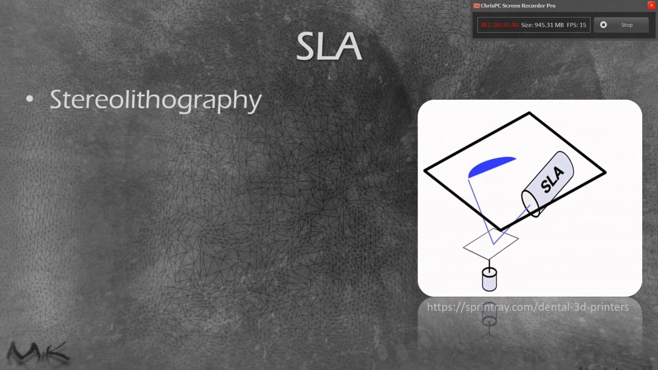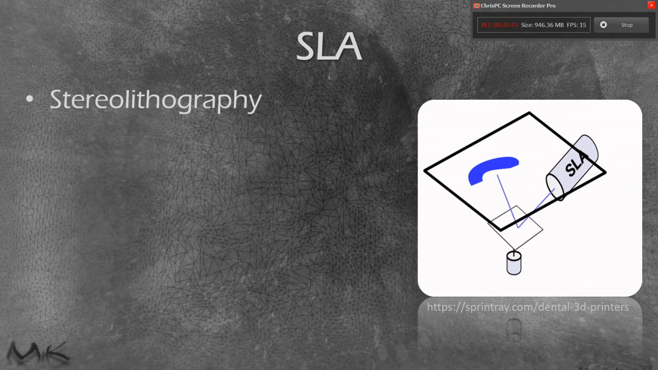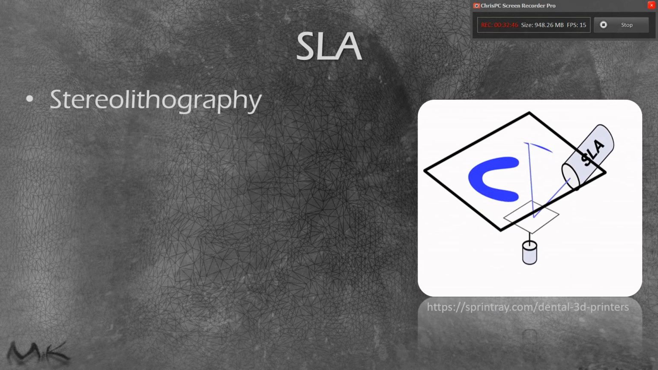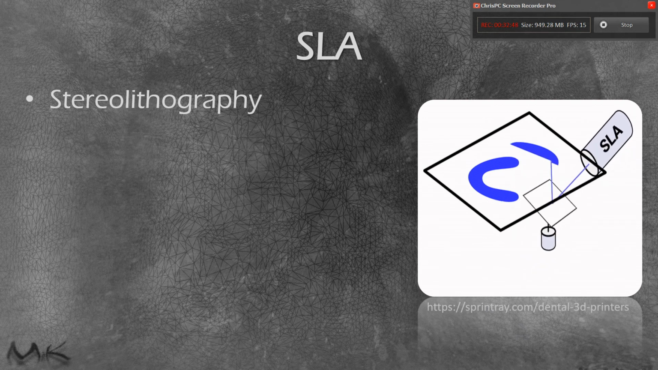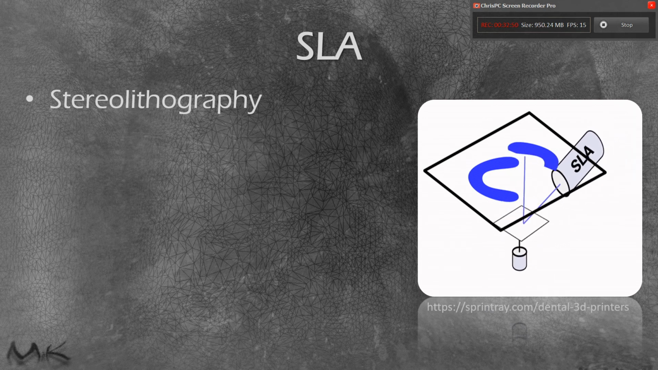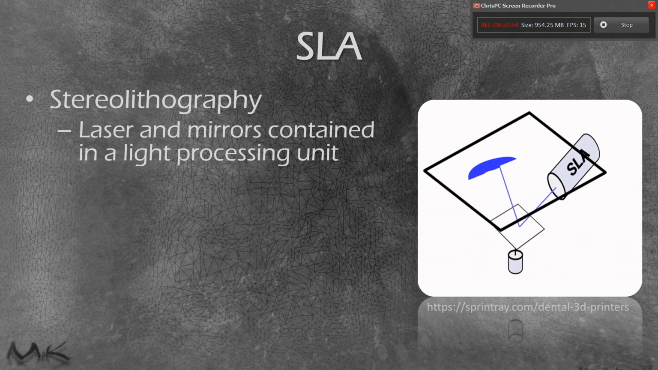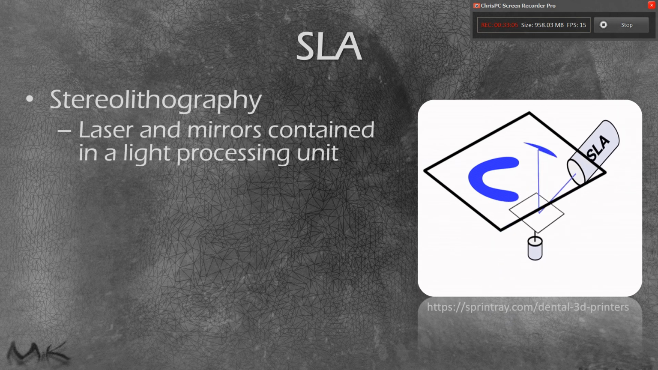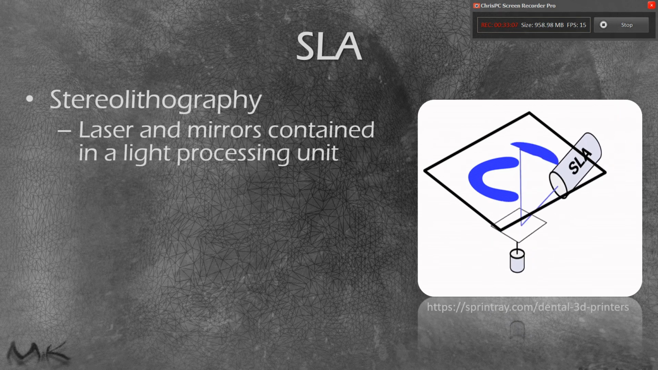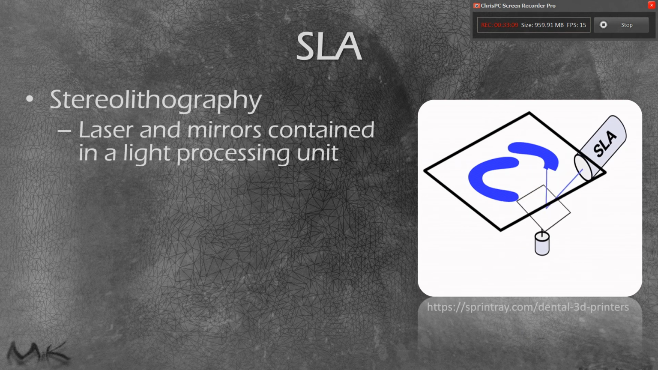Sprint Ray had some really neat graphics on their website that I was able to find to show the basics of what stereolithography is. When we look at a stereolithographic or SLA printer, you can see that we have a laser light source and a movable mirror. The lasers and mirrors are contained in what's called a light processing unit. One of the common ones on the market is Formlabs printers. They have a light processing unit that works along these basic principles.